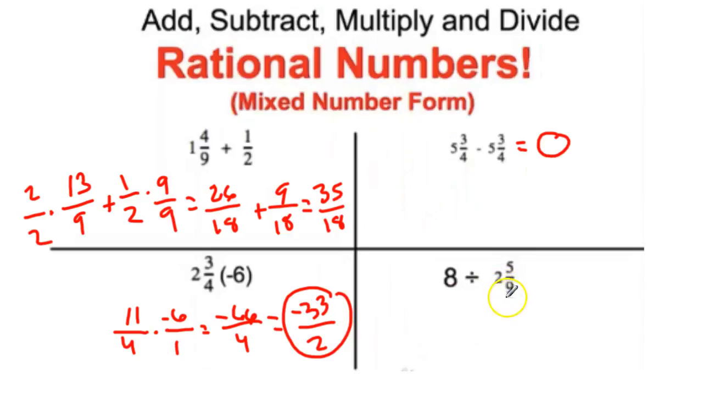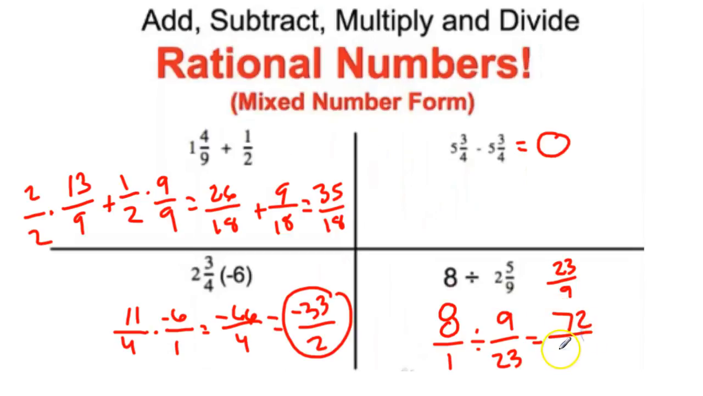I'm going to change this to an improper fraction. So I have 8 divided by, let's see here, 2 times 9 is 18, plus 5 is 23, so this is 23 over 9. So I have 8 over 1 divided by, and I won't do 23 over 9, I need to flip it first. So really 9 over 23. Alright, 8 times 9, that is 72. 1 times 23, 23. That is simplified. Perfect.